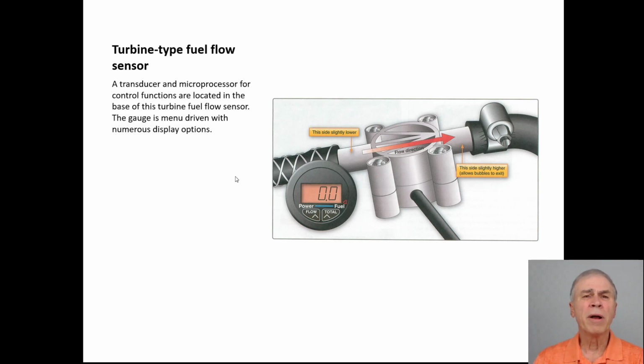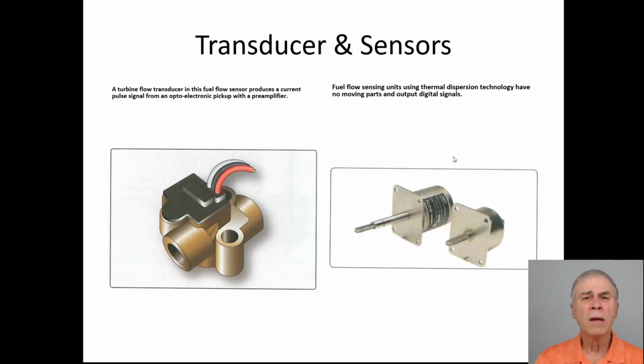A transducer and microprocessor for control functions are located in the base of this turbine fuel flow sensor. The gauge is menu driven with numerous display options. Turbine flow transducer on the left. It produces a current pulse signal from an optoelectronic pickup with a preamplifier. And on the right we have fuel flow sensing units that use thermal dispersion technology and have no moving parts, and it outputs a digital signal.